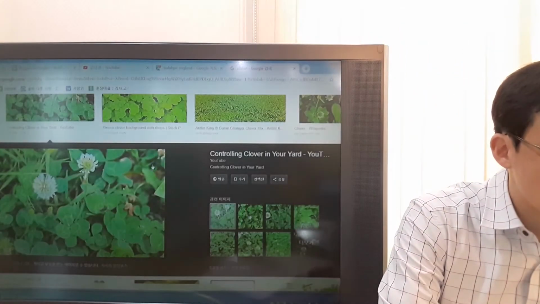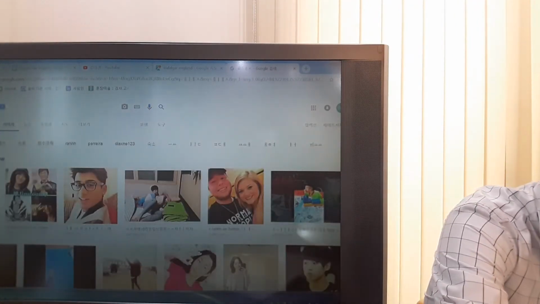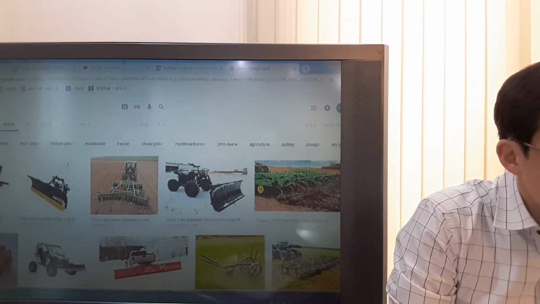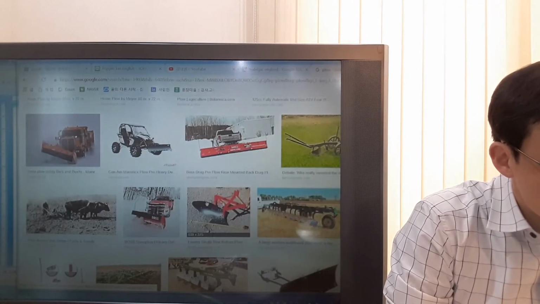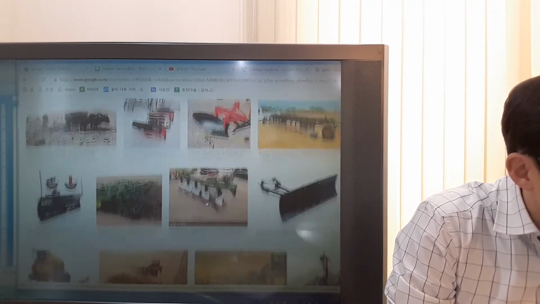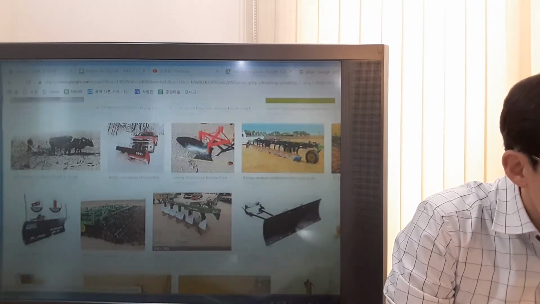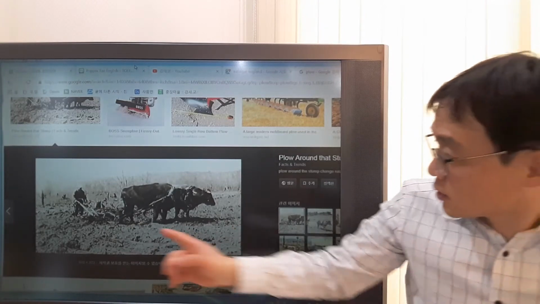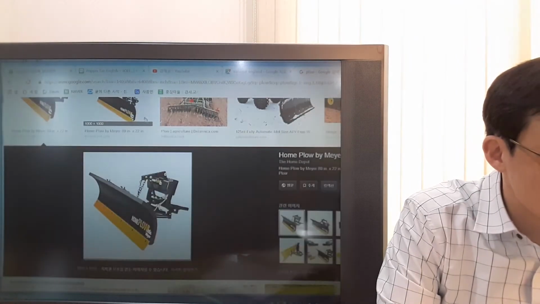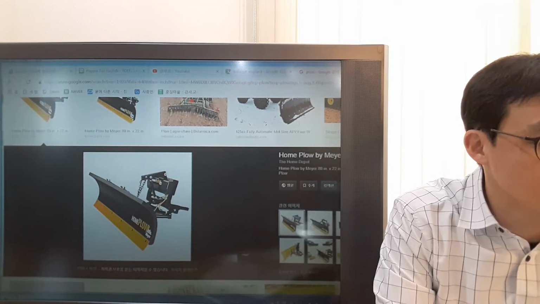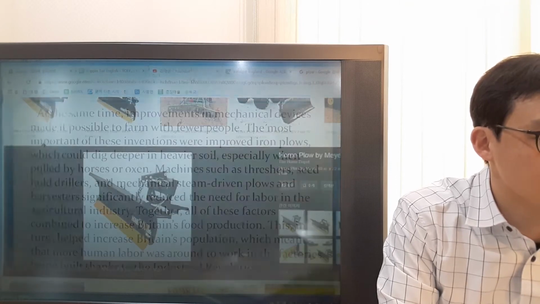So if you don't know what a plow is, let's look at a plow. Plows, okay? This is like the modern plows. Let's look at, I can't find the traditional one, maybe this one. Plow, okay? But in modern days, they use plows like this. So they use it to turn over the soil to plant seeds.